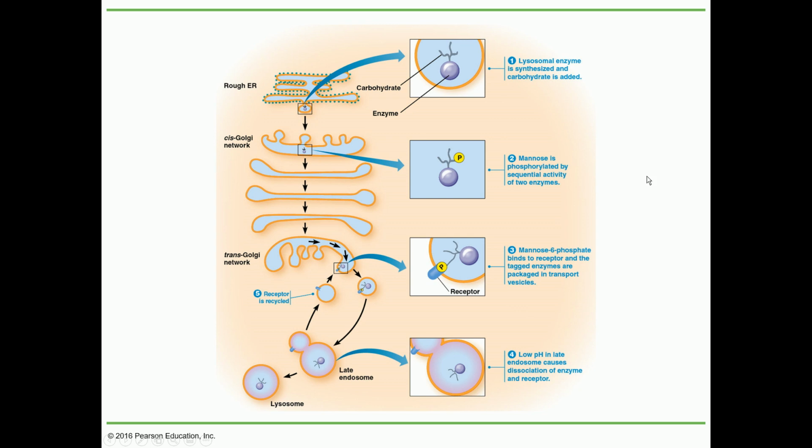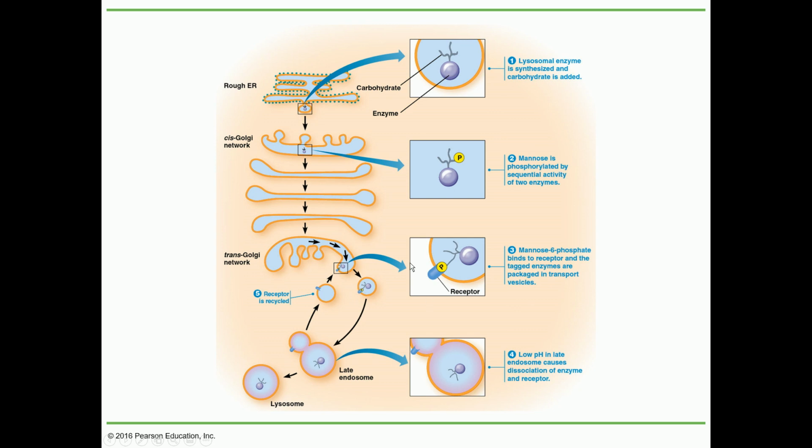So you can see here, the lysosomal enzyme is synthesized. This is the enzyme and this is the carbohydrate part. Mannose is phosphorylated by the two enzymes we just talked about, which help in the addition of the phosphate group to the mannose. So this is the tag for the lysosomal enzymes. Then this mannose 6-phosphate binds to this receptor, a receptor for mannose 6-phosphate. You can see that the tagged enzymes are packaged into the transport vesicles.